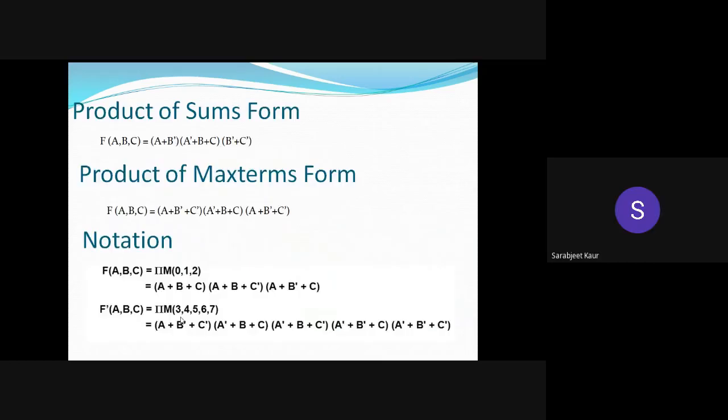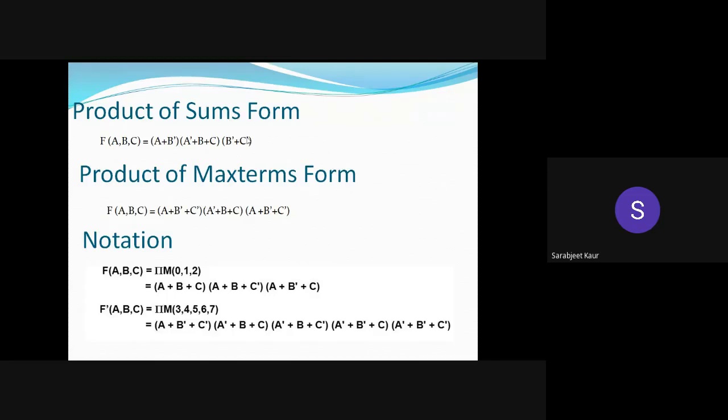Now, the next thing is, like the min terms, we are first going to talk about the product of sums form and then the product of max terms form. You can see the expression written before you is the product of sums. This is one sum, another sum, another sum, ANDed with each other. Yes or no? Yes, ma'am. So this is the normal product of sums form.